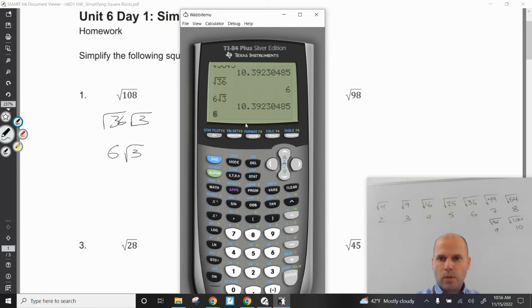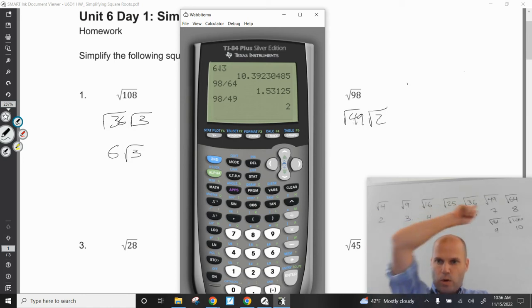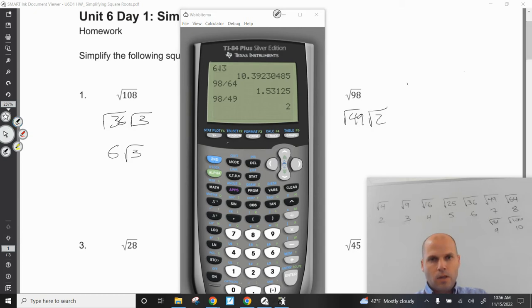What's the biggest one? For 98, I'm going to say 64. Now, I know it's not going to be 64 because 64 times 2 is going to be bigger. So I'm going to try other ones like 49. 49 times 2 is 98. So I'm going to write this as 49 times 2, but it's the square root of 98. So it's the square root of 49 times the square root of 2. Why do I put that? Because the square root of 49 is just 7. It's not root 7. The root goes away. I just took the square root of 49. It's 7. And I get 7 root 2.